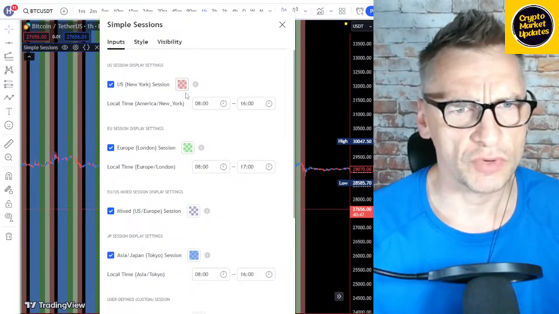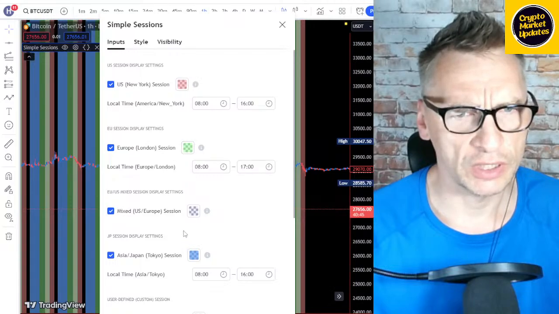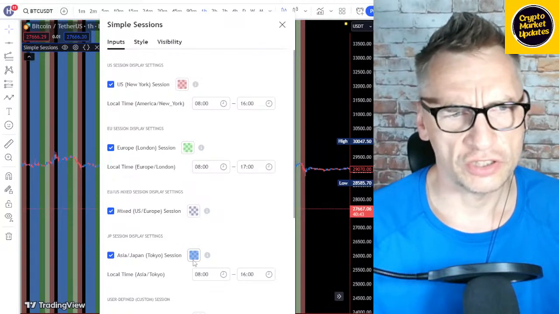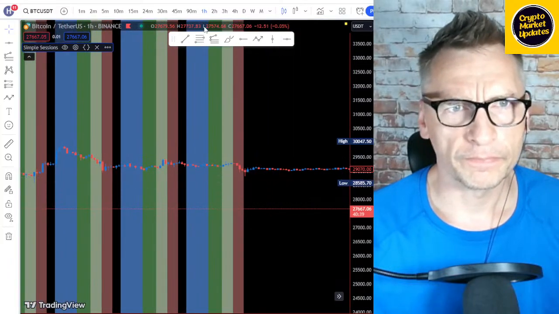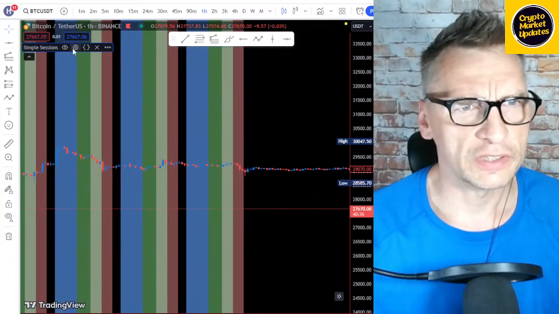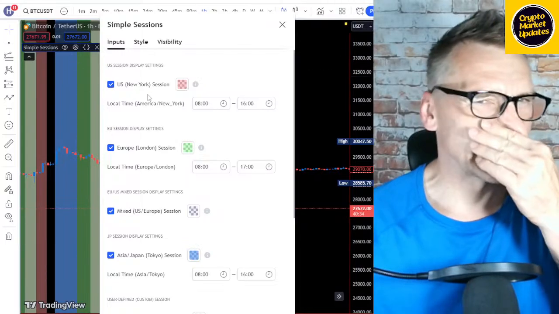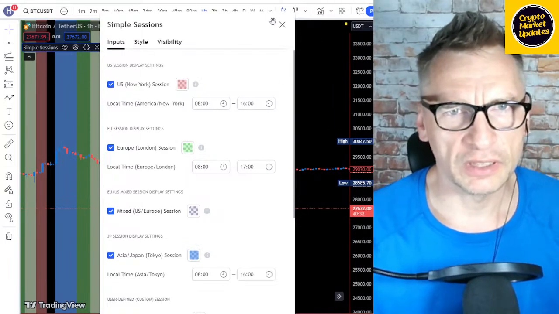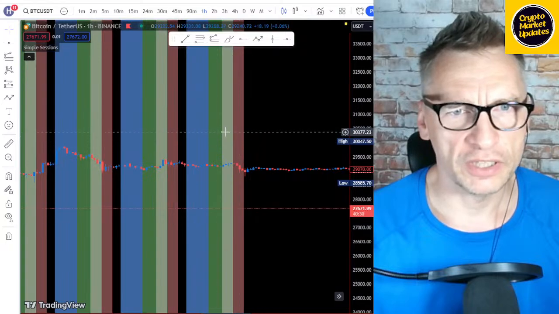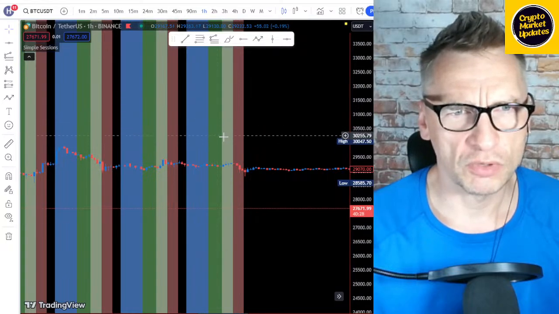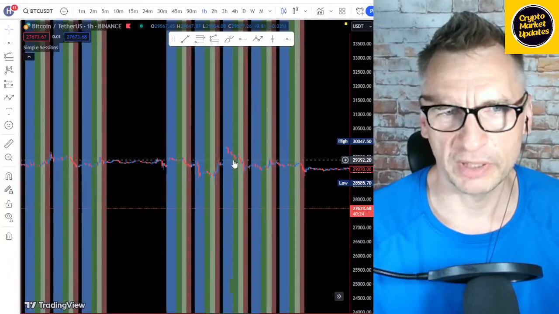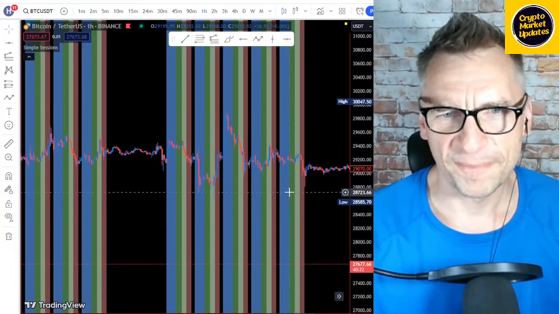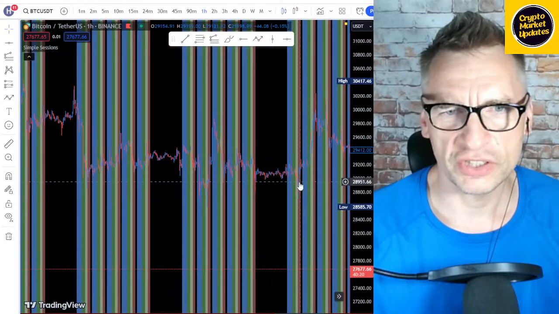So US session is in red, European session is in green, and the Asian session is in blue, which seems to be the biggest one on this indicator. So we've got red here, green here. This is a mixed one, and the Tokyo session seems to be the biggest session here. How valid is this indicator?